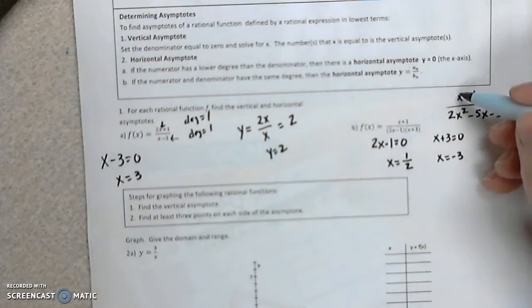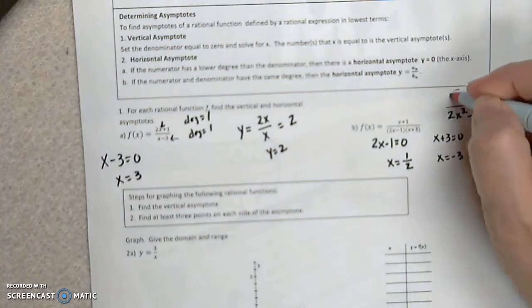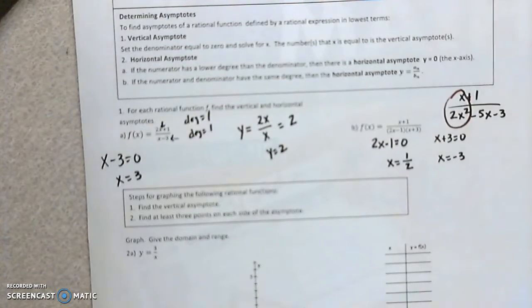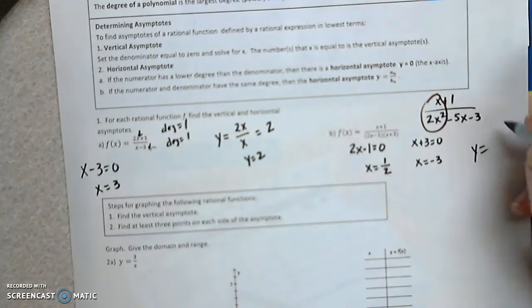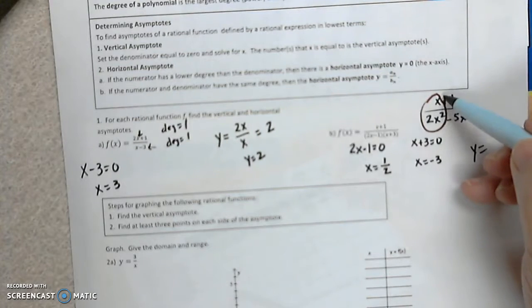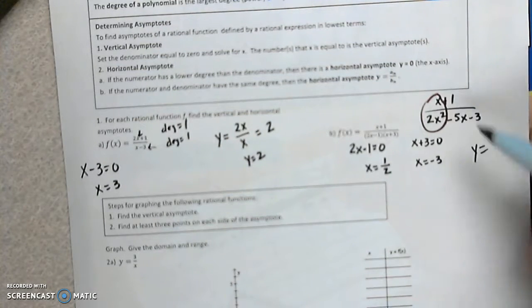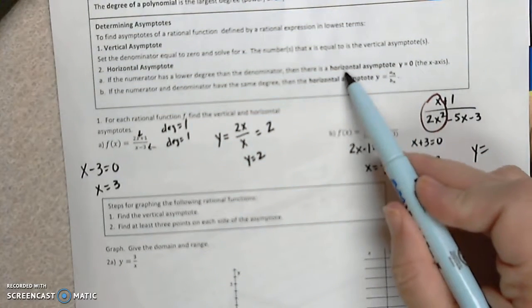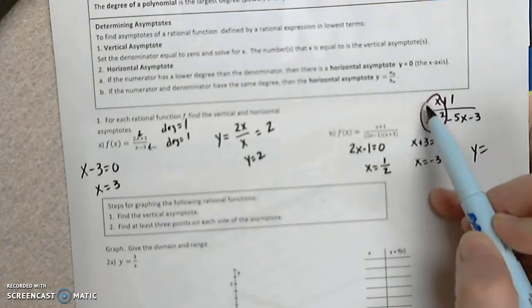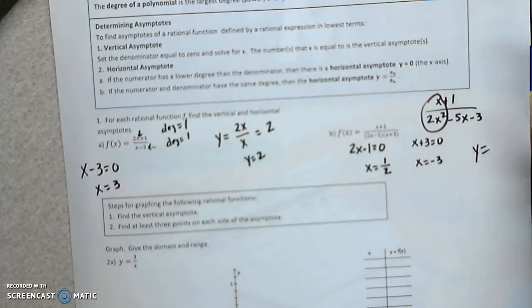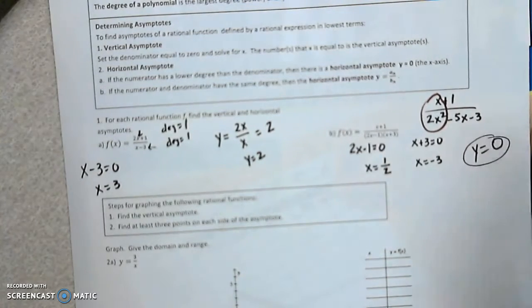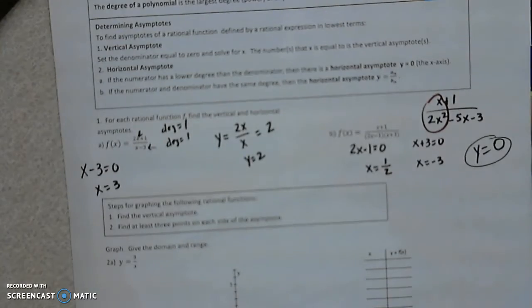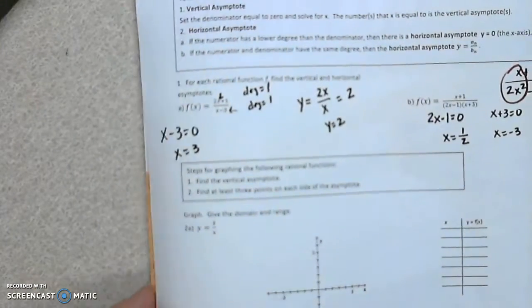All right, so anyway, we look at our leading terms here, the x and the 2x squared. That's going to tell me, if I look at their degrees, the numerator has a lower degree than the denominator, so no need to simplify. I know automatically from my very first statement here that if the numerator has a lower degree than the denominator, automatically my horizontal asymptote is at y equals 0. All right, so what does that mean exactly when we're talking about graphing?